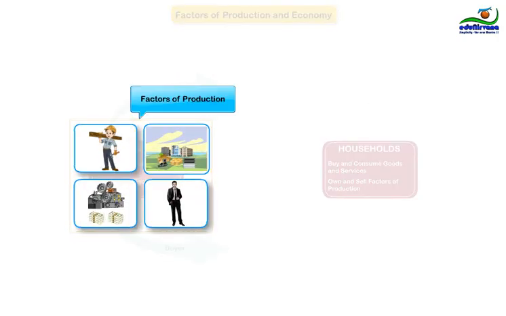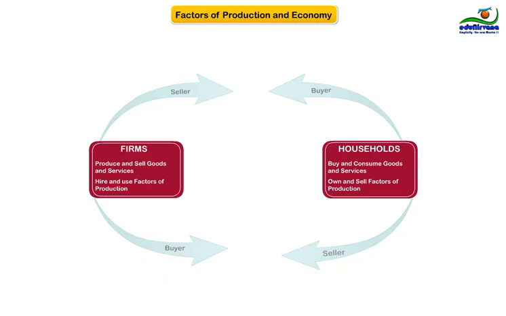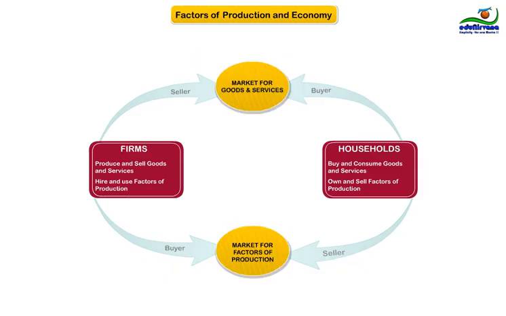Correspondingly, there are two types of markets in which the households and firms interact. In the markets for goods and services, households are buyers and firms are sellers. In particular, households buy the output of goods and services that firms produce. In the markets for the factors of production, households are sellers and firms are buyers. In these markets, households provide firms the inputs that the firms use to produce goods and services.